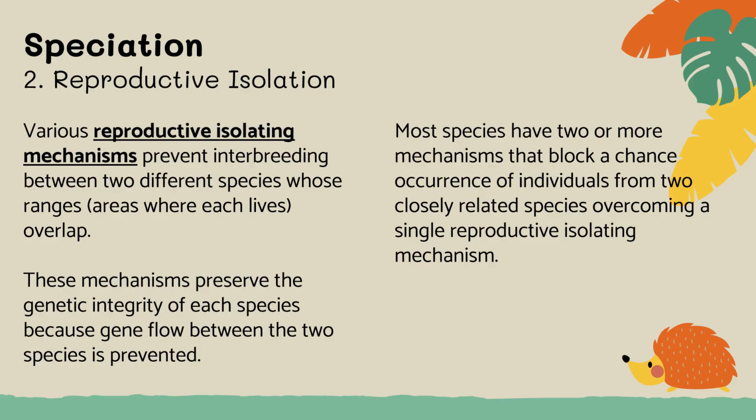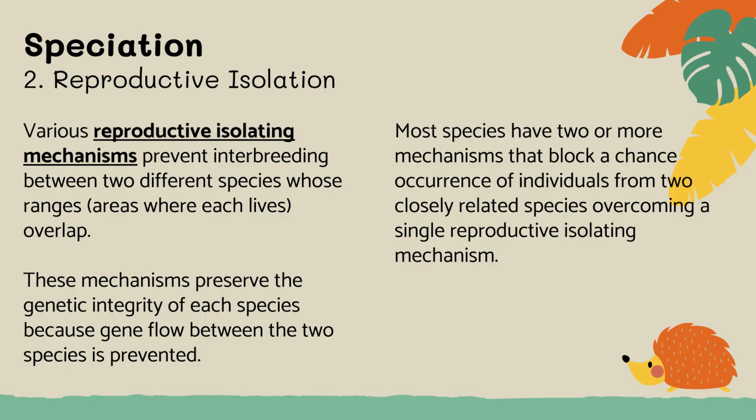Reproductive isolation refers to mechanisms that prevent individuals from different species from mating with each other. These mechanisms can act before or after mating and stop gene flow between species. Even when two species live in overlapping areas, reproductive isolation keeps them genetically separate. This preserves the genetic identity of each species.